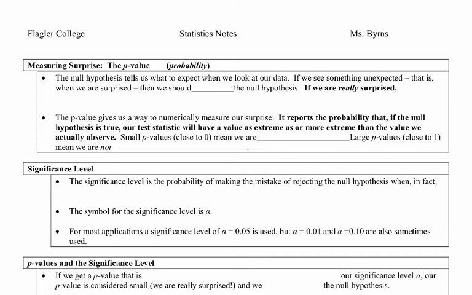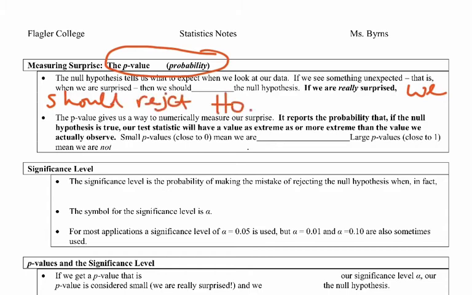So let's get into that a little bit more here. How do we know when to reject the null hypothesis? The p-value is a probability. First and foremost, when you hear us talk about p-value, that is a probability. The null hypothesis tells us what to expect when we look at our data. So in that last example, I expected to see 55%. If we see something unexpected, that is, when we are surprised, then we should doubt the null hypothesis. If we are really surprised, then we should reject the null hypothesis altogether. In that last example, we were really surprised because we got a test statistic that was 8 standard errors above the expected value. That's really, really unusual.